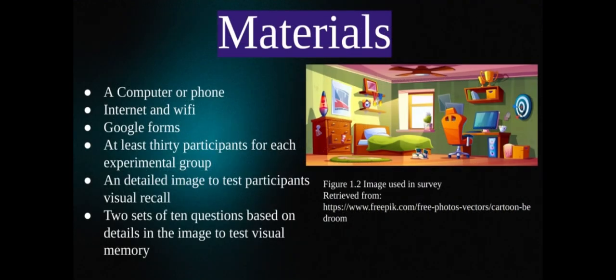Materials. To do this project, you will need a computer or a phone, internet and Wi-Fi, Google Forms, at least 30 participants for each experimental group, 2 experimental groups meaning 60 participants, a detailed image to test participants' visual recall, like the one to the right, and 2 sets of 10 questions based on details in the image to test visual memory, such as what color are the bed sheets, or how many trophies are on the shelves.